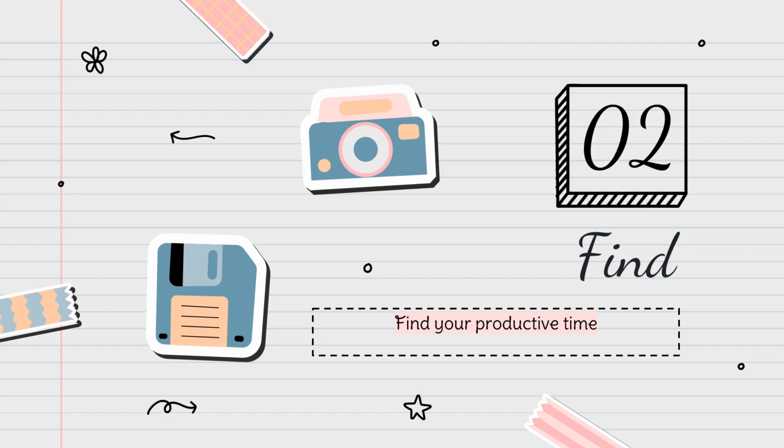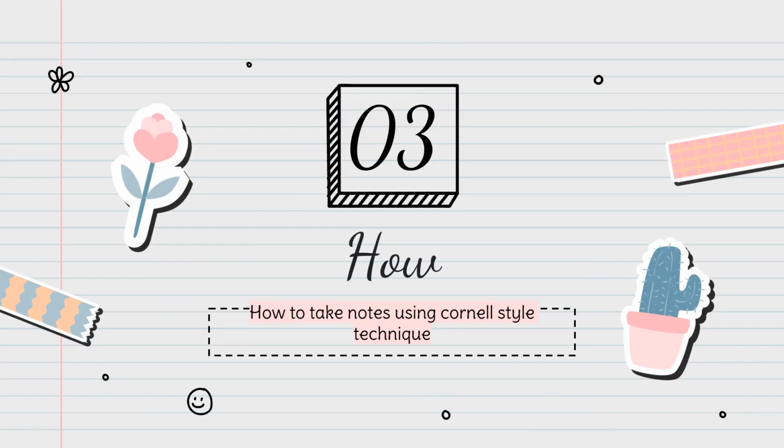So for me, my productive time is between 8 a.m. in the morning till 2 in the afternoon. Basically, this is my productive time. Now, once you're done finding your productive time, now it's high time to just start. That is, start studying with your first chapter. Now moving on to the third step.